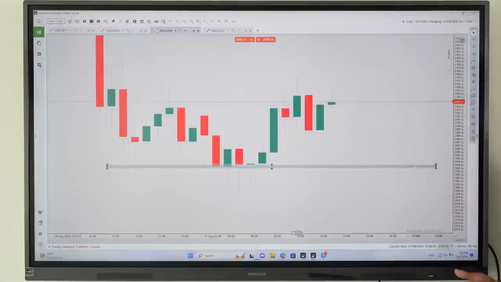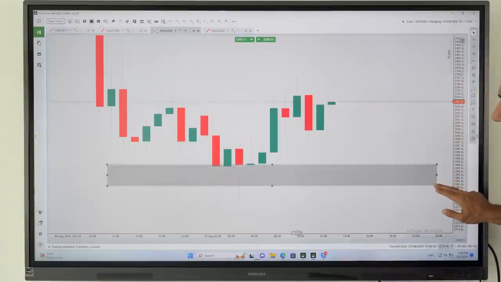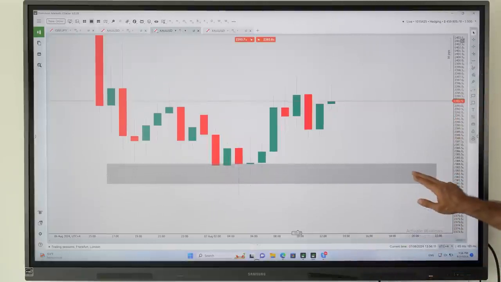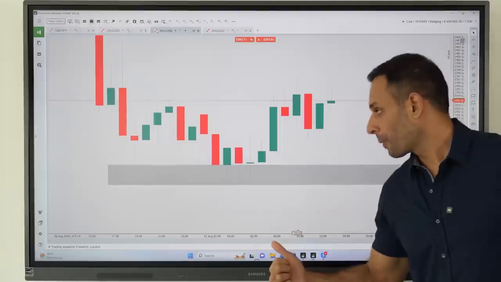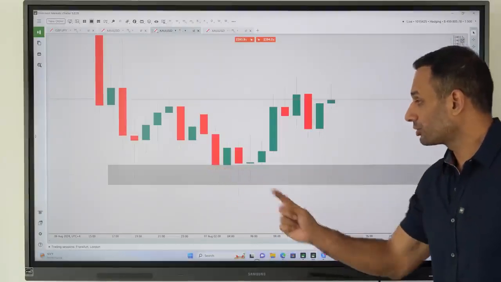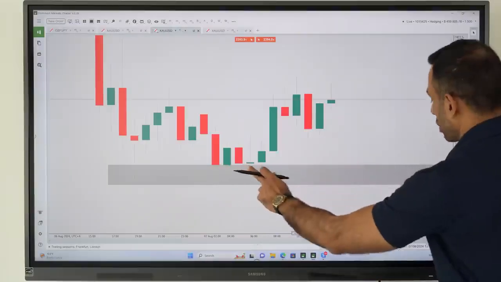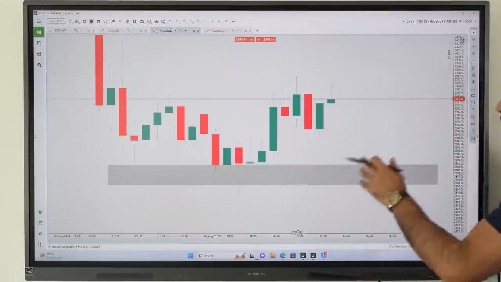One thing that people ask me all the time is, shouldn't this zone be thicker like this? And the answer is no. The reason why the answer is no is because you have to look to see where the candles are closing. If you see that the candles are closing around 2384, then that is the point where you want the next candle to close.